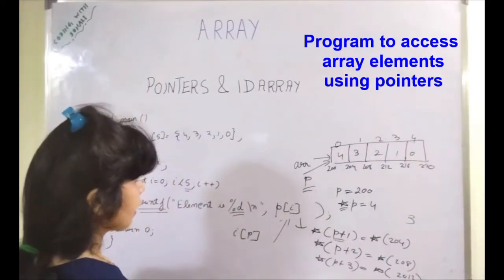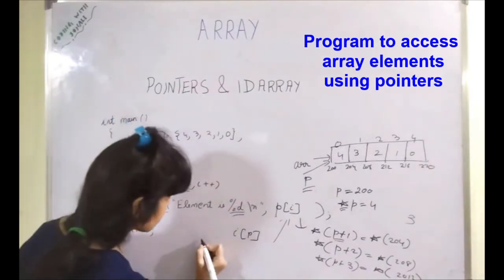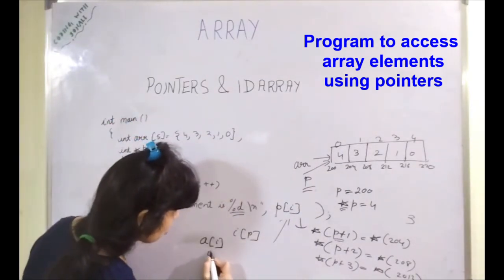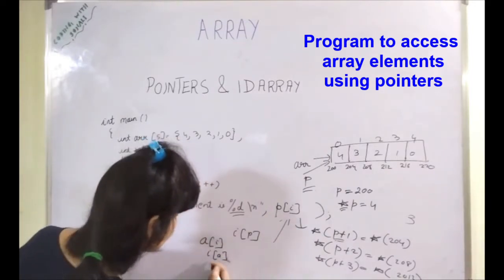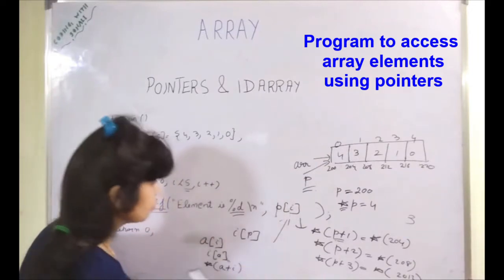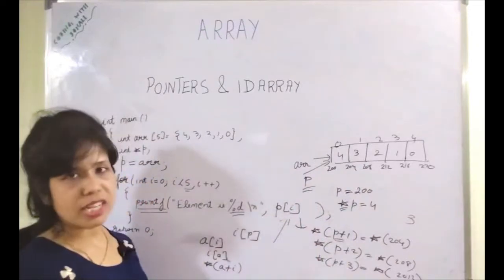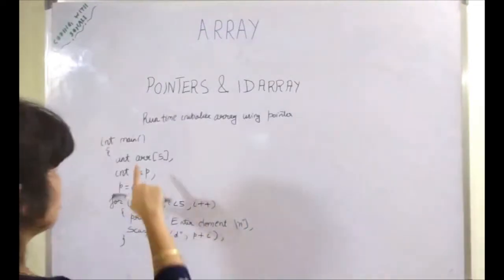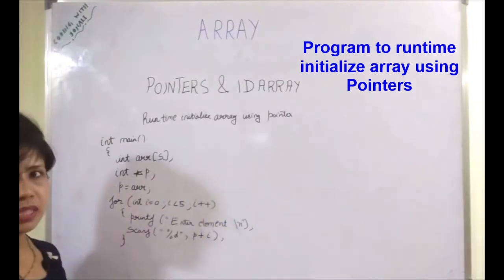And you are aware of how we access an array by the array subscript. We have already seen that it is either a of I or I of a. Also we can use the same like this: star of a plus I. By this you can get access to each element of the array. So this is how to runtime initialize the array using the pointer.